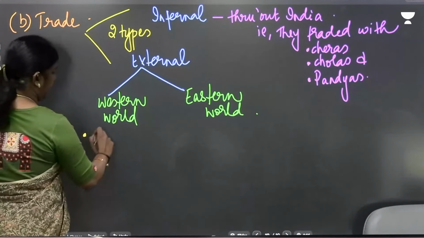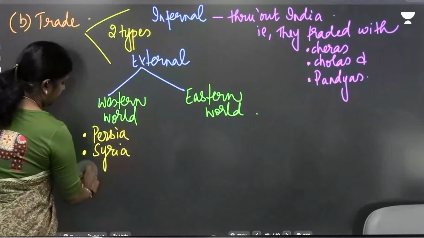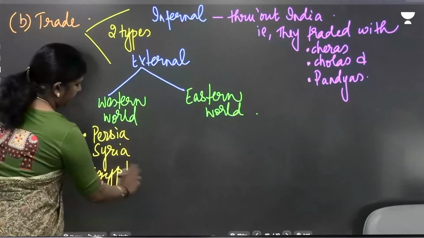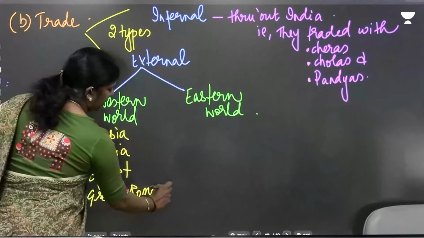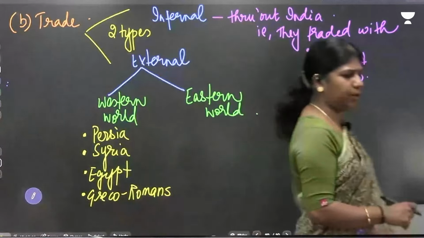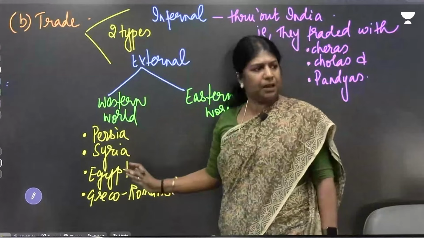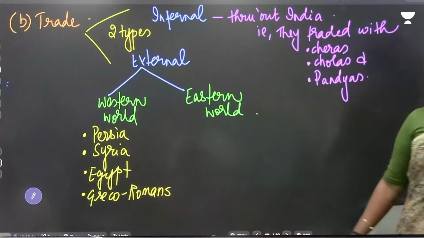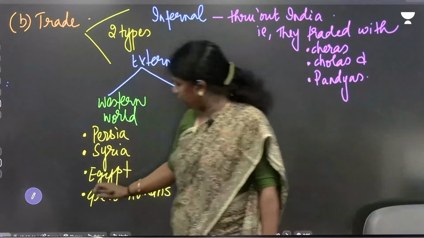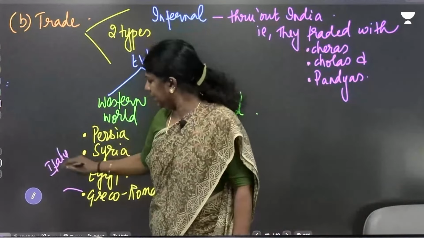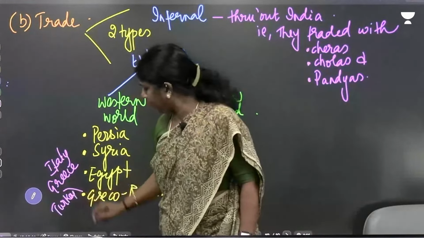With the Western world, whom are they trading? They traded with Persia. They traded with Syria. They traded with Egypt. And they traded with the Greco-Romans. Look at the spelling, Greco-Romans. That is today's Greece and Italy together, a part of Turkey. Come towards the left-hand side of India: Persia, Syria, Egypt, Greco-Romans. Persia is today's Iran, Syria, Egypt, and Greco-Roman is today's Italy, Greece, a small part of Turkey.